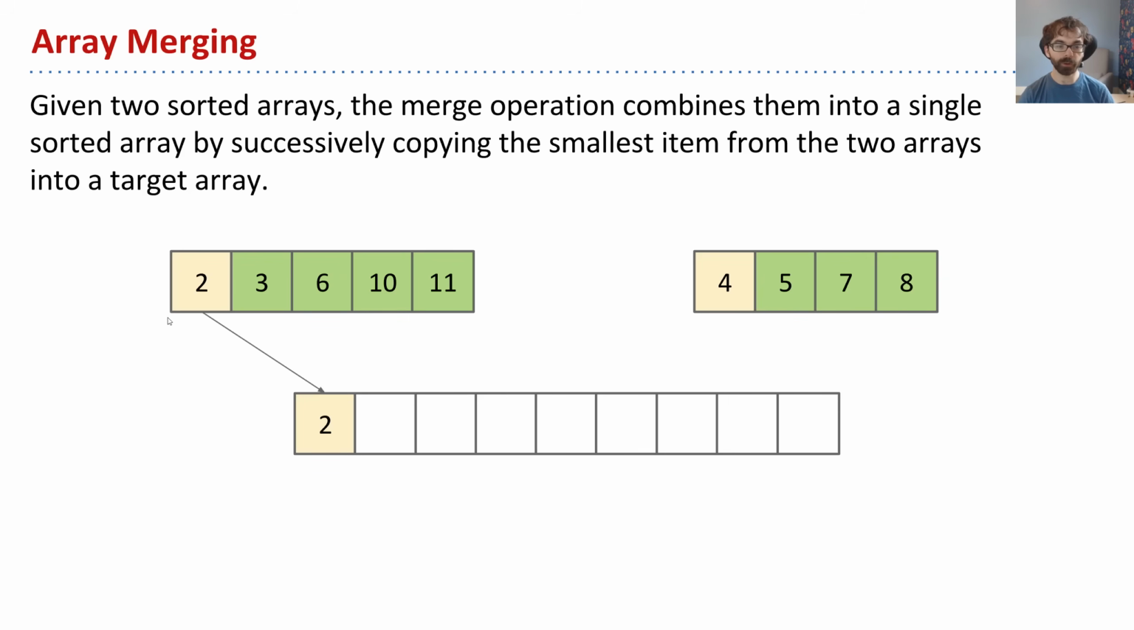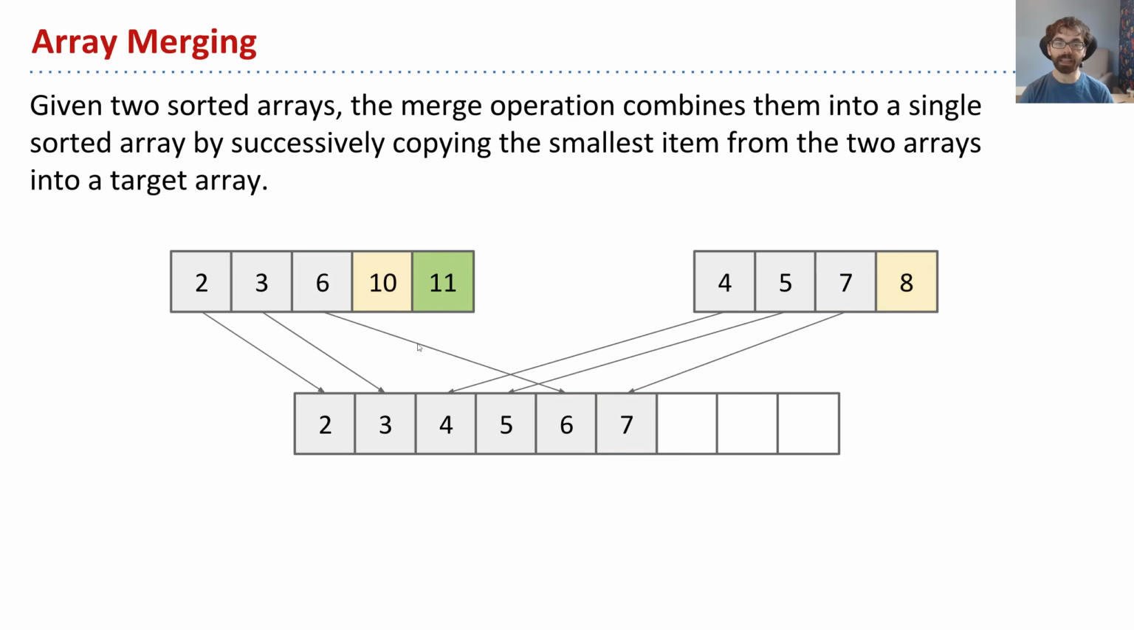So we compare 2 and 4, 2 is smaller, 2 gets copied. Great. Okay, 3 and 4, those get compared. 3 is smaller, so 3 gets copied. Now we compare 6 and 4. We've already got 2 and 3 out of the way, so we don't look at those anymore. So 4 and 6 are compared, and we copy the 4 because it's smaller. 5 and 6, 5 is smaller. 6 and 7, 6 is smaller. 7 and 10, 7 smaller. 8 and 10, 8 smaller. At this point, there's nothing left to copy from the right array, so we'll simply copy the rest of our left array, 10, 11, and we end up with a merged array.